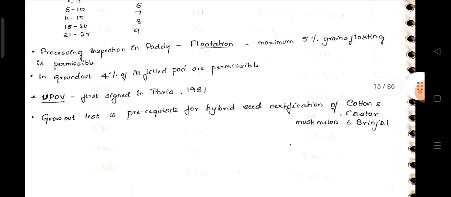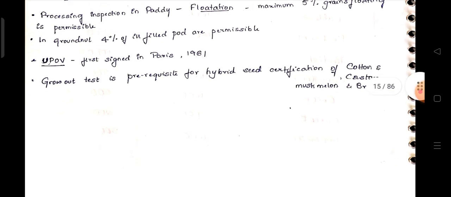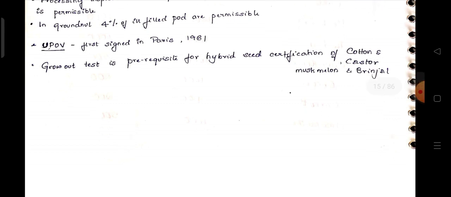In groundnut, 4% of filled pod are permissible. UPOV was first signed in Paris in 1961. Grow test is a prerequisite for hybrid seed certification of cotton and castor along with muskmelon and brinjal.